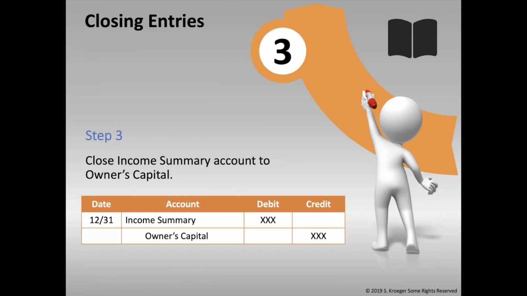One of the biggest mistakes I see in this step is students using the balance of the capital account instead of the income summary account. The capital account is not being closed because it is a permanent account. It is absorbing all the other accounts.